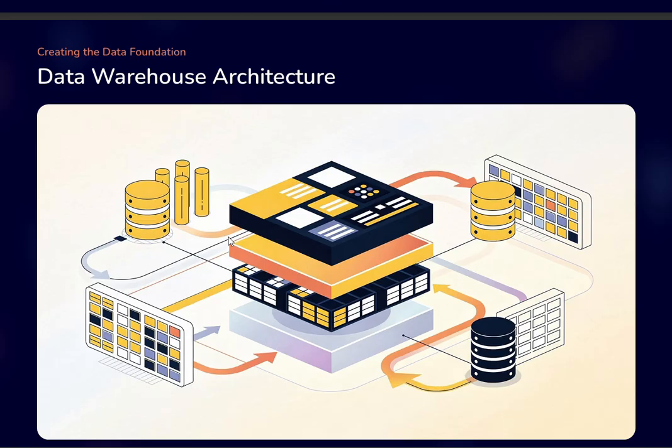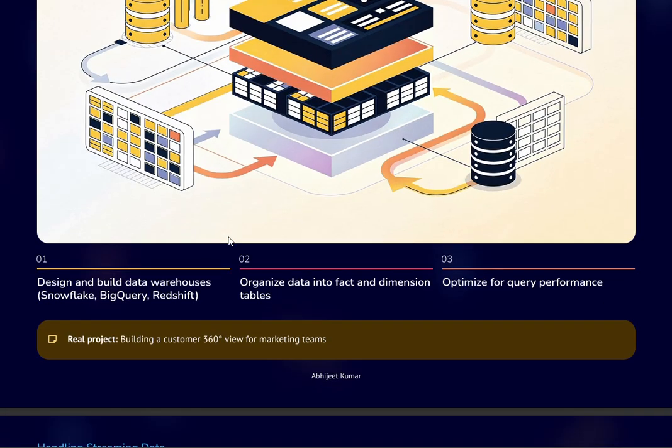Next comes creating the data foundation, mainly through data warehouses. Data engineers design and build warehouses using tools like Snowflake, BigQuery, or Amazon Redshift. They organize data into fact and dimension tables so it is easy to analyze. Performance optimization is also key. Queries need to run fast even on huge datasets. A real project example is building a 360-degree customer view so the marketing team can understand user behavior across platforms.